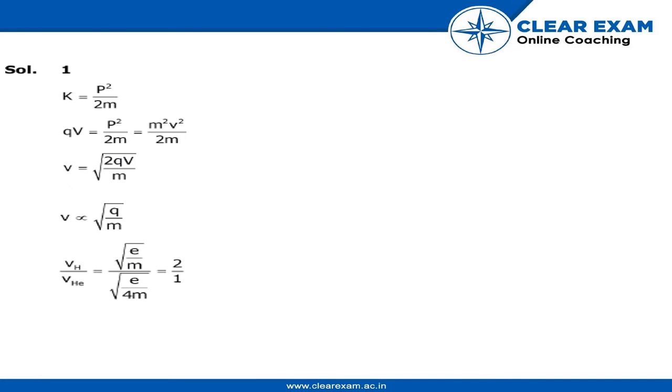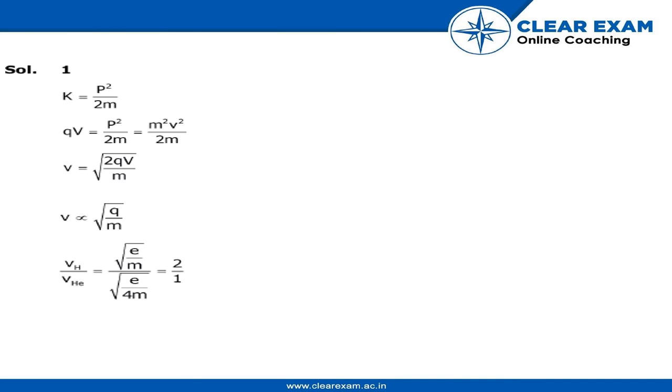As we know that K is equal to p squared by 2m, and K is equal to qV. So qV is equal to p squared by 2m, and p is the formula of momentum, which is equal to mv. So qV is equal to m squared v squared by 2m. Now we would simply convert this equation in terms of v, which would be equal to root of 2qV upon m. And as we know, v is directly proportional to root of q by m.